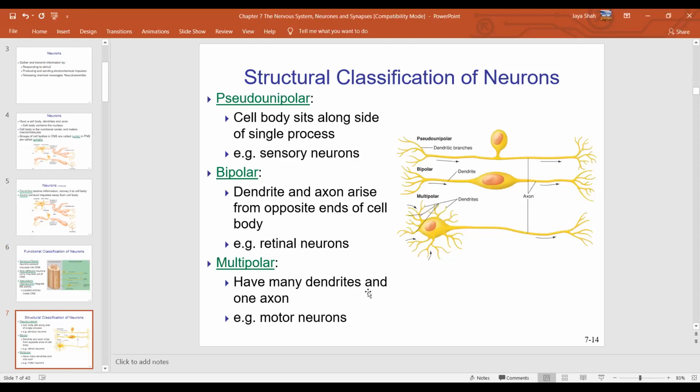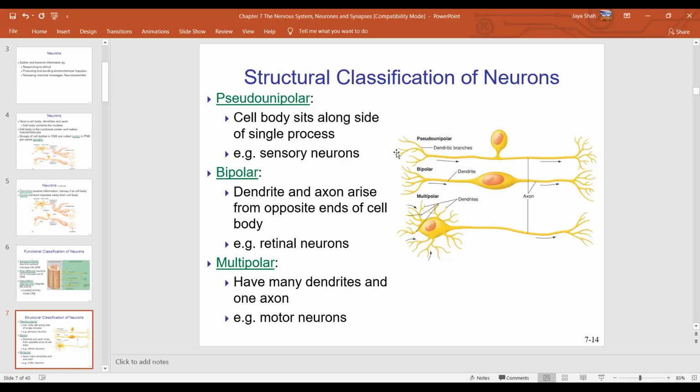Structural classification of the neurons. There are three classes of structural classification of neuron based on their structure. So one is unipolar or pseudo-unipolar. Pretty much pseudo-unipolar, we call them false unipolar, because there is a cell body, there is one pole, but it divides into two. So it looks like one, but it is two. That's why we call them pseudo-unipolar. Last time I told you the longest neurons or cells in the body are pseudo-unipolar.